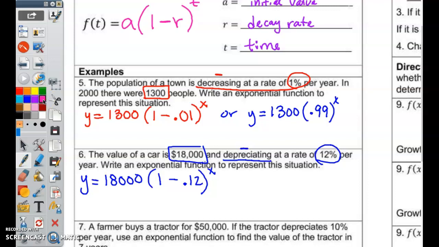Or, if I subtract these two, what do I get? You can use decimals too, or you can think in your head. Y equals 18,000, parentheses to the power of x. So what's 1 minus 12 cents? 0.88. Okay?